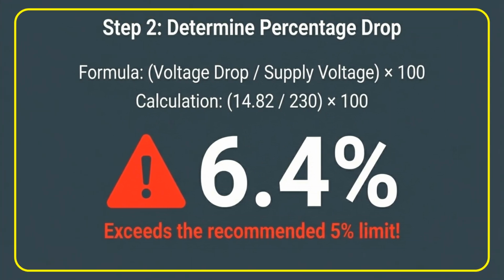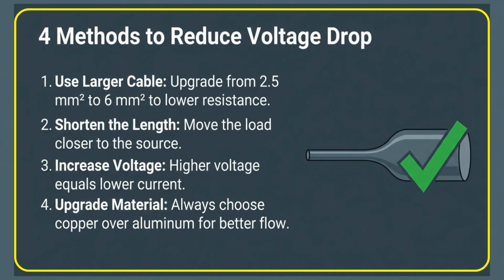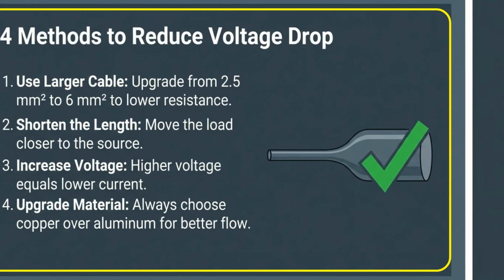Step 2 is to determine the percentage drop. 14.82 divided by 230 multiplied by 100. This results in a 6.4% drop, which exceeds the recommended 5% limit. To reduce this drop, you can use a larger cable, shorten the cable length, increase the voltage, or upgrade to copper material for better conductivity.